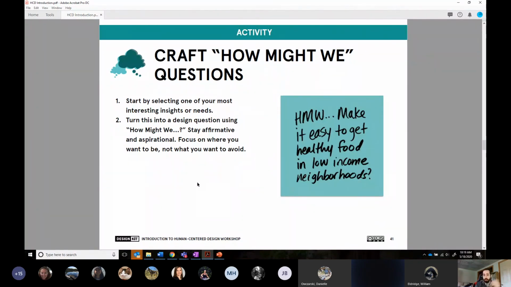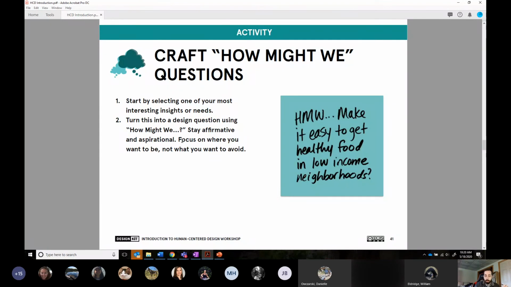Once you have those, you can craft these insight statements, and those insight statements become how might we questions. So how might we questions are really a great framing device for solving any problem. And whenever I have any brainstorming challenge now, even if I'm not using a human-centered design process, I always try and frame it as a how might we question, because how might we questions are great because they ask, what are you going to do? How are you going to do it? So affirmative and aspirational, focus on where you want to be.